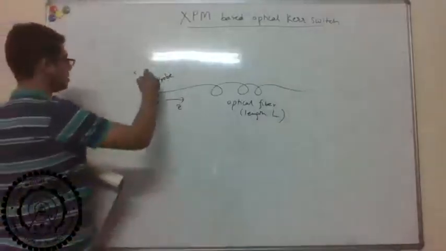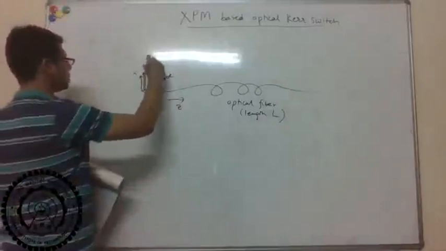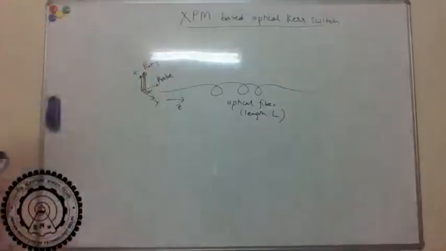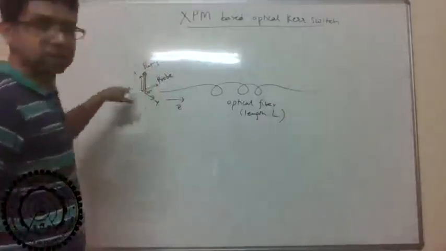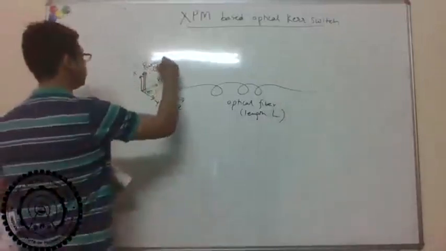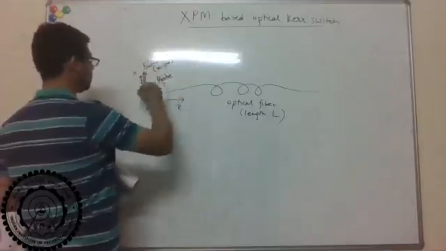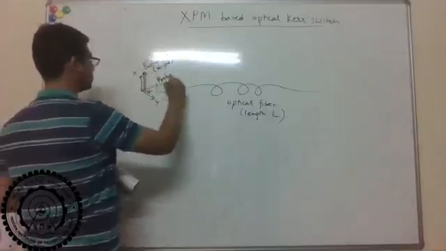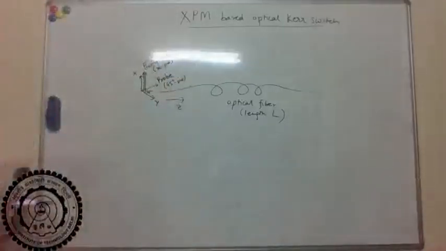We can do that by sending another beam, which is called the pump, and that is polarized, let's say, along one of the two axes. So let's choose x. So the pump is x polarized, linearly polarized along x. The probe is linearly polarized but along 45 degrees, or diagonally polarized.